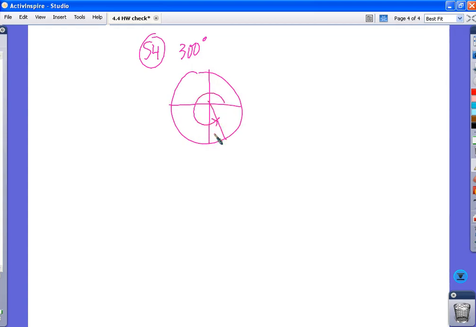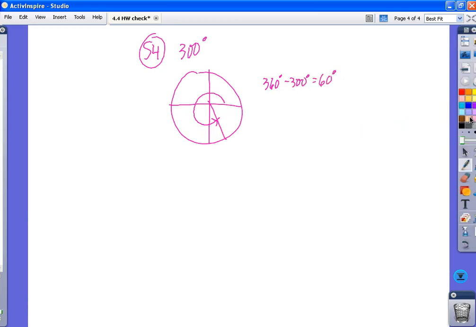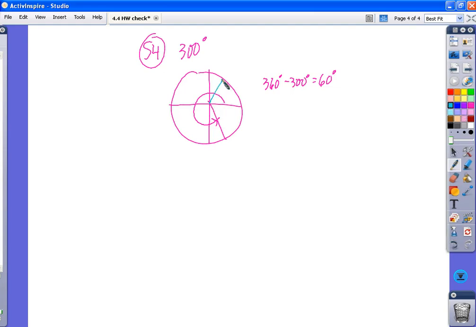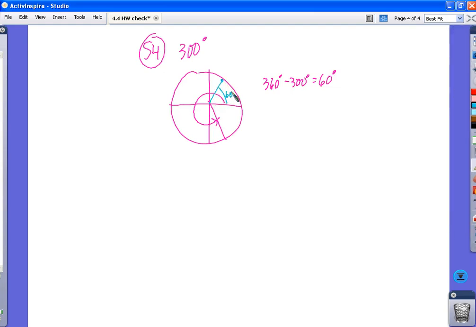Reference angle 60. It's 60 degrees away. We could also think of it as 360 minus 300, and that gives us the 60 degrees as a reference angle. So here's our reference angle in the first quadrant, 60 degrees.